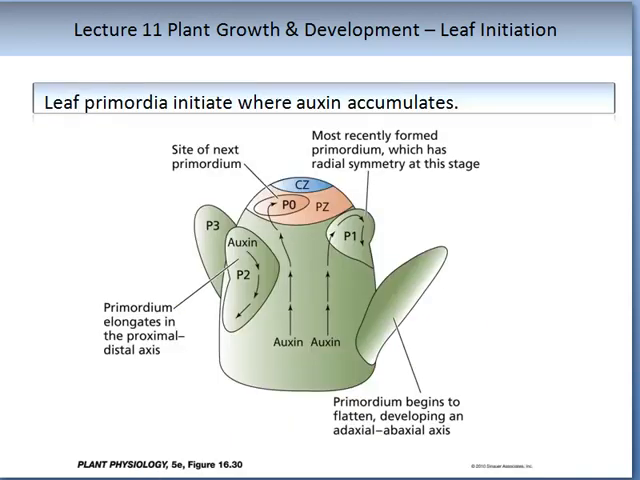It will be no surprise for you to hear that leaf primordia initiate where auxin concentrations accumulate. The image on the slide shows a visualization of auxin accumulation, the site of primordia cell division, and how the order of primordia division is correlated to the auxin concentration. As auxin concentrations increase, the primordia elongate.